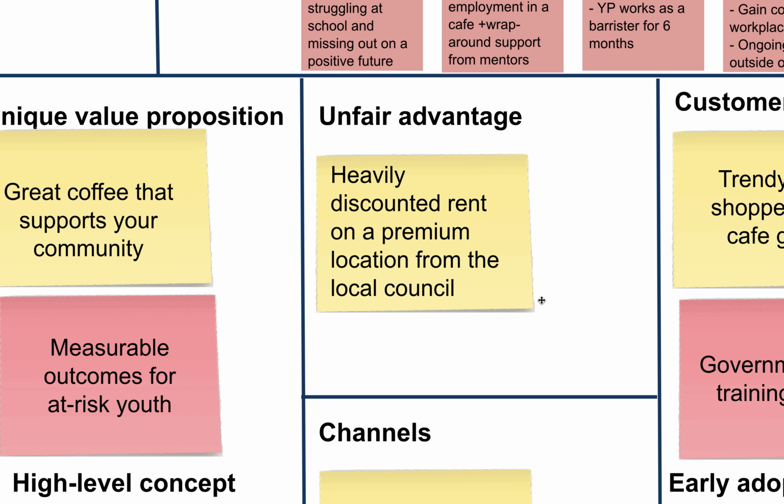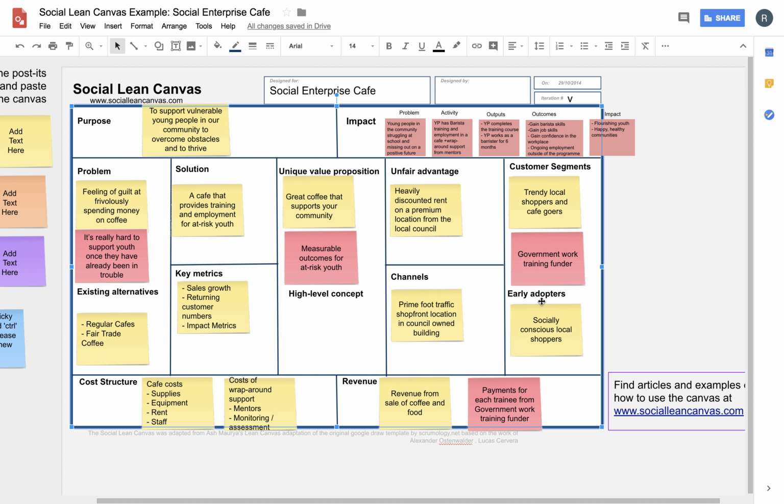Another way of understanding the advantage, maybe we would put our effort into promoting and branding the cafe based on the social mission, and we might think that the social mission is somehow going to be our unfair advantage because people are going to want to come to our cafe over other cafes. And so that also could be an unfair advantage, but we'd need to prove that. We'd need to prove that we are actually attracting those customers based on the social mission. So there you have it, a social lean canvas for a social enterprise cafe.